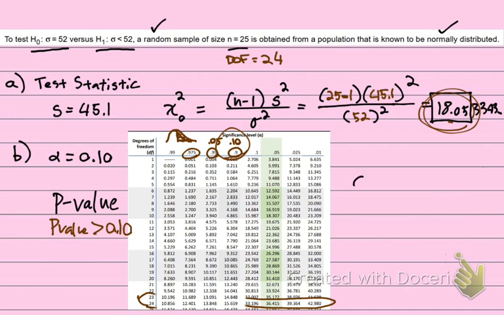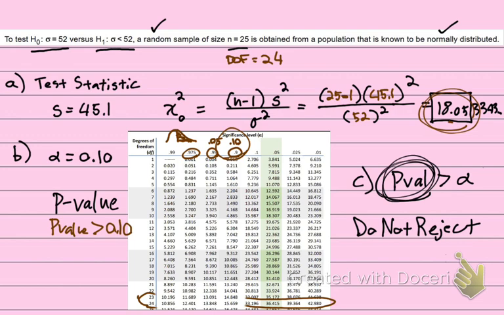Now, to summarize, okay? Our p-value is greater than our alpha. And if that's the case, we do not reject the null hypothesis. Okay, we keep the status quo. This thing has to be really, really small, smaller than this, for us to reject the null hypothesis and look at the alternative hypothesis. Since the p-value is greater than alpha, we do not reject, and that is at a level of significance of alpha is 0.10. Do not reject the null hypothesis.